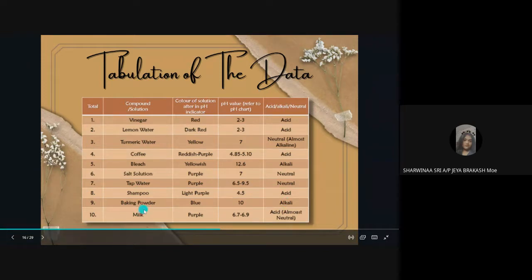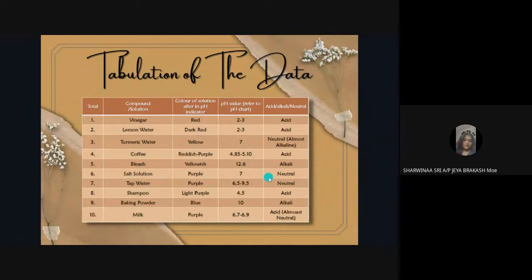We have baking powder, which turned the color to blue. The pH value is 10 and it's an alkali. And last we have milk, which turned to purple and the pH value is 6.7 to 6.9, which is an acid but almost neutral.